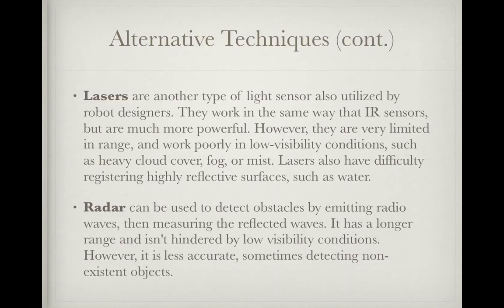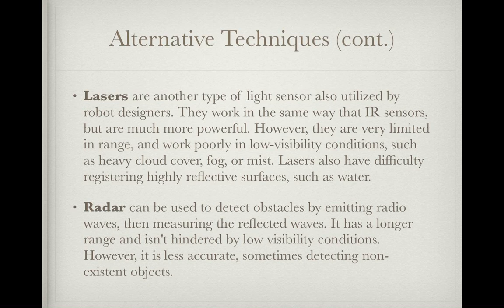Alternative techniques, continued. Lasers are another type of light sensor also utilized by robot designers. They work in the same way that infrared sensors do, but are much more powerful. However, they are also very limited in range, and they work poorly in low visibility conditions, such as heavy cloud cover, fog, or mist. They also have difficulty registering highly reflective surfaces such as water.